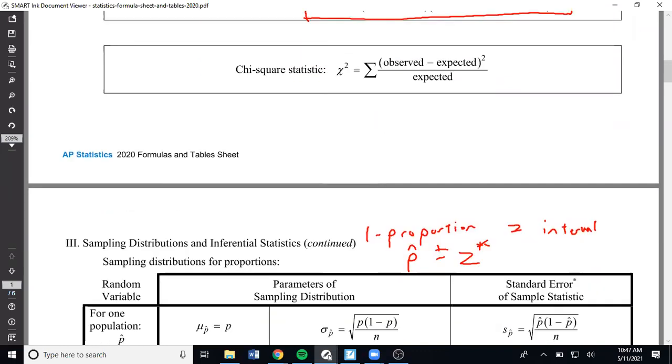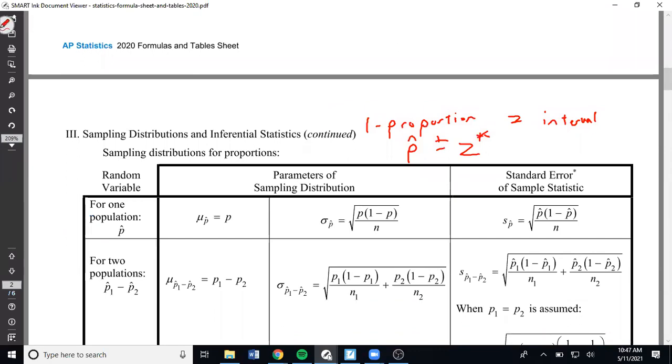So where do I find standard error? Well, here is one proportion. Here is the standard error. Let's put it in. There's our formula for a one proportion z-interval. That's how it gets built.